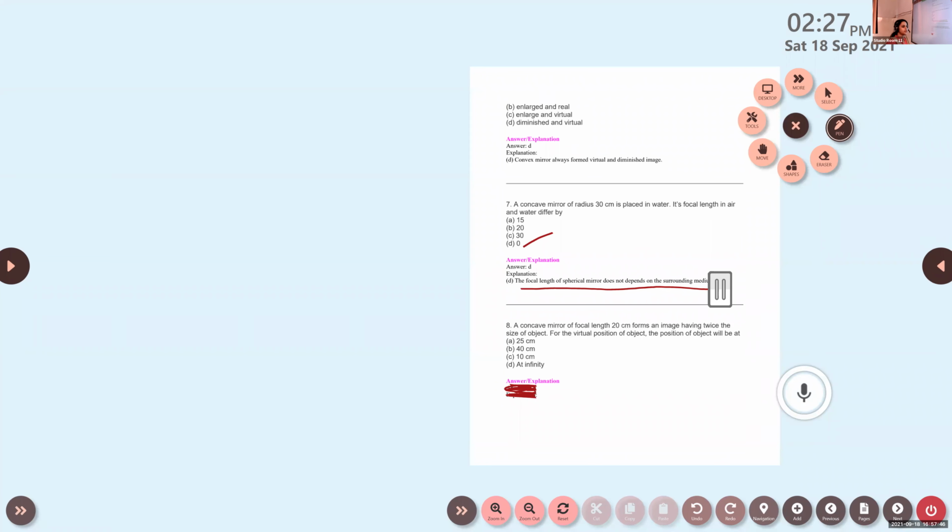Now the eighth question. A concave mirror of focal length 20 centimeter forms an image having twice the size of the object. For the virtual position of the object, the position of the object will be at 25 centimeter, 40 centimeter, 10 centimeter, or at infinity.